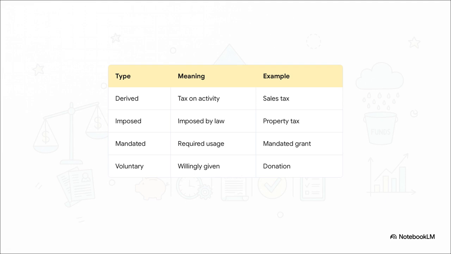Third, we have government-mandated transactions, like when the state requires a local government to use a specific grant for a mandated service. And fourth, voluntary non-exchange transactions. Think willing donations with strings attached.